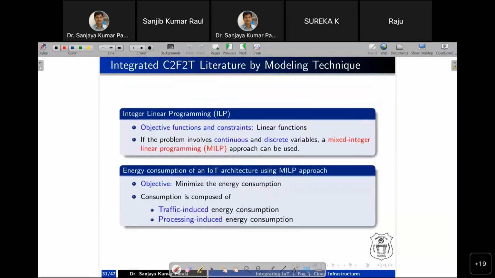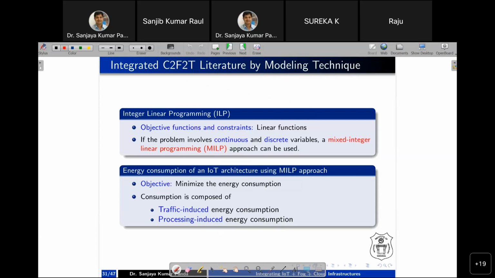Another research work has considered as its objective to minimize the energy consumption. They consider the consumption to be composed of two things: traffic induced and processing induced. Suppose, for example, the queue is completely filled, then the fog devices have to execute one by one. At that time, if you are pushing something into the fog layer, then the traffic is unnecessarily increased, and there is no point in keeping those things in the fog layer because it has no space. So energy consumption happens there also. And in order to process something also, you have to consume energy. That's why they model this consumption in the form of traffic induced energy consumption and processing induced energy consumption.